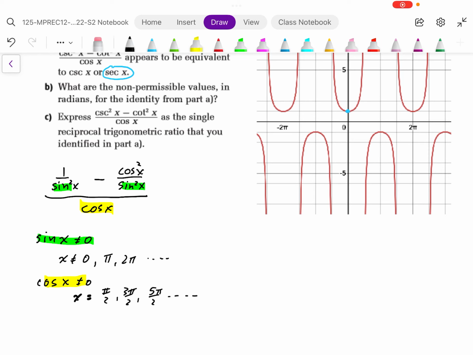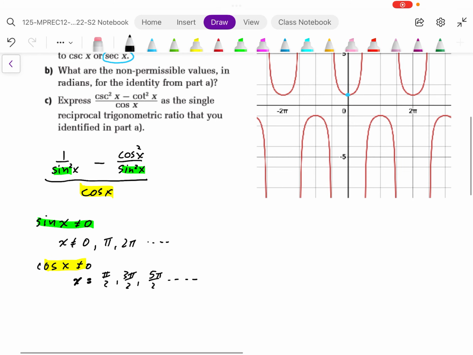And so for the last part here, we can express this as an identity. We can say that cosecant squared x minus cotangent squared x all over cosine x is going to be the same as secant x. Okay, and this is now an identity. And later on, we're going to prove this identity.